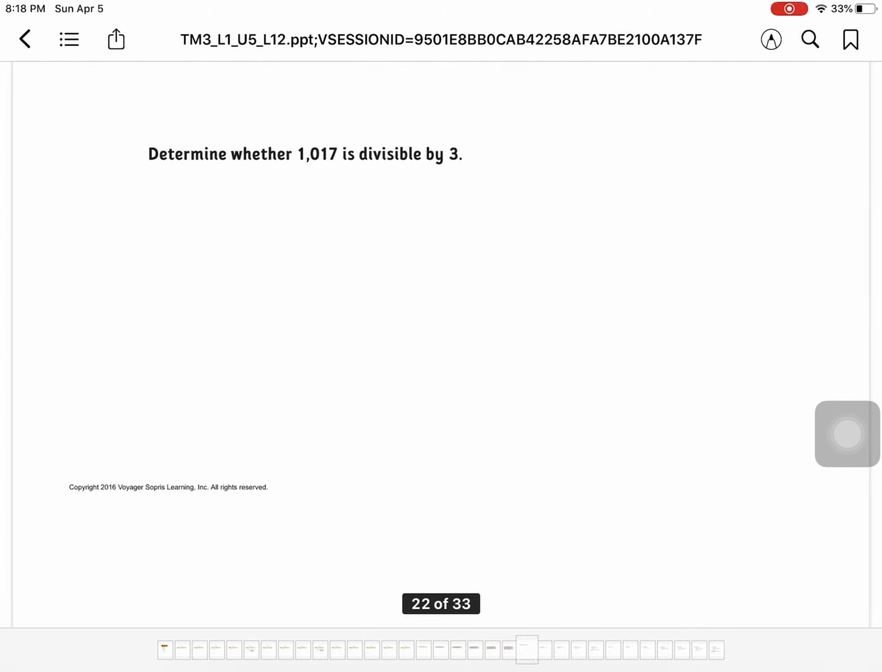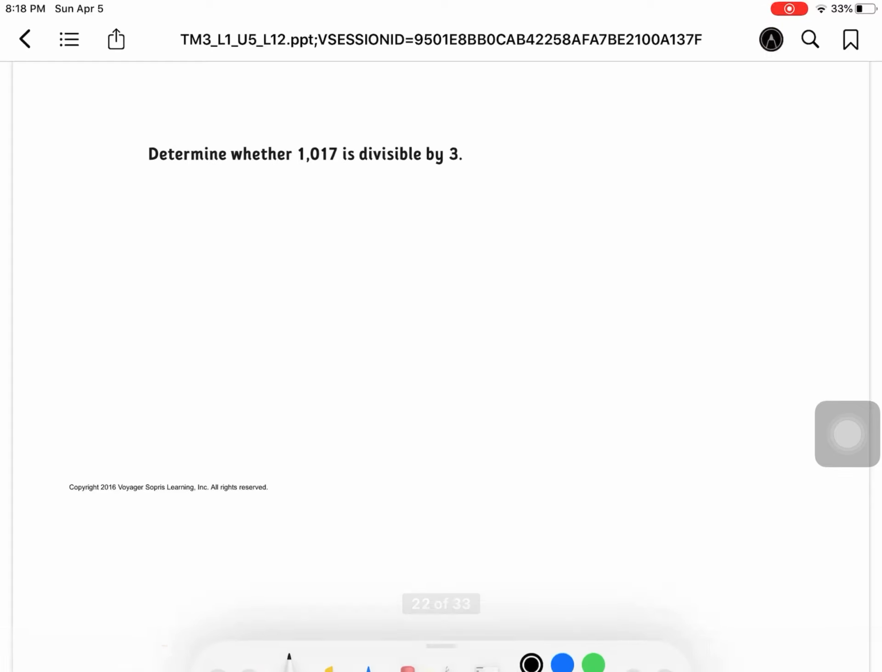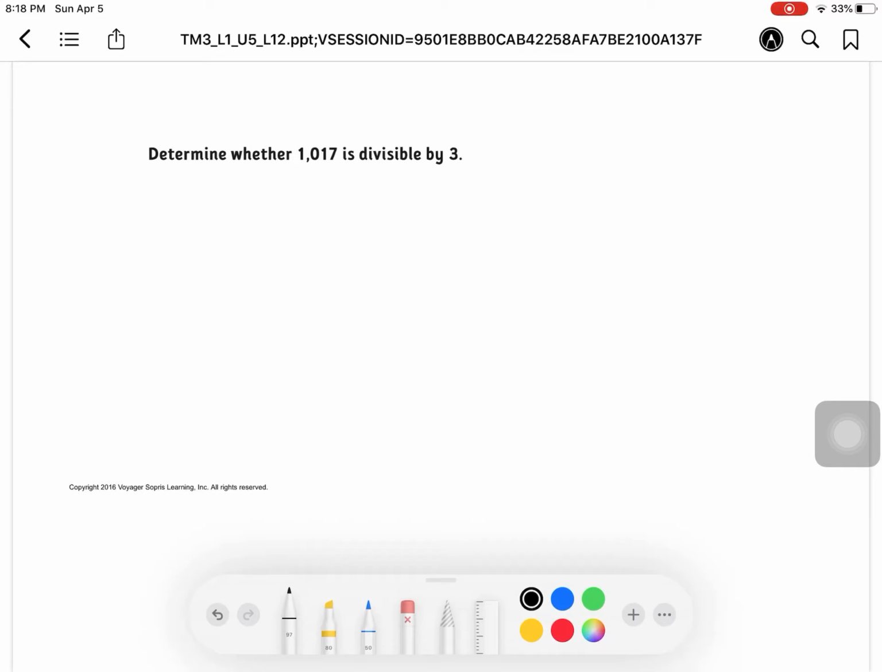Now we need to figure out, is 1017 divisible by 3? Well, my rule for 3 is if I add my digits together, so 1 plus 0 plus 1 plus 7, I add all those together, so I have 7, 8, 9, and then I ask myself, is 9 divisible by 3? And 3 times 3 is 9, so yes it is. So now I know that 1017 is divisible by 3.